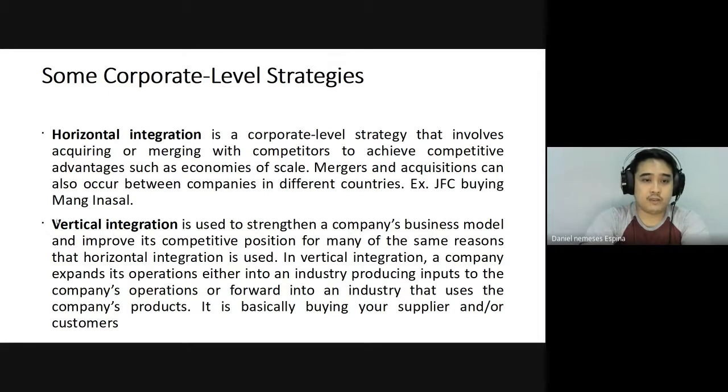Another type of corporate level strategy is what we call the vertical integration. So it is strengthening the company's business model and improve the competitive position for many of the same reasons that horizontal integration is used. So kung horizontal integration is buying your competitors, in vertical integration, you're actually buying either your suppliers or you're buying your customers.